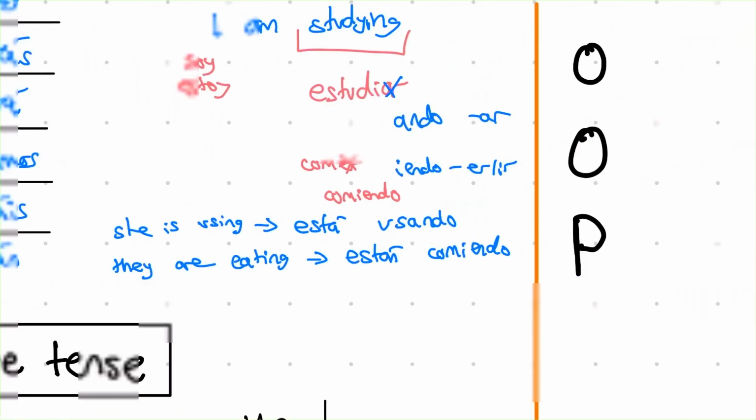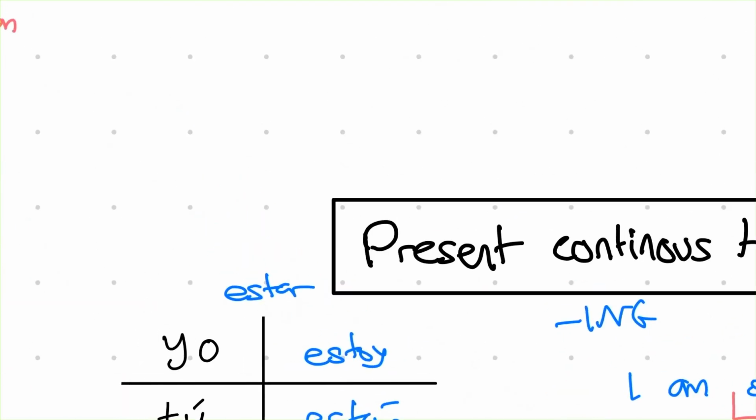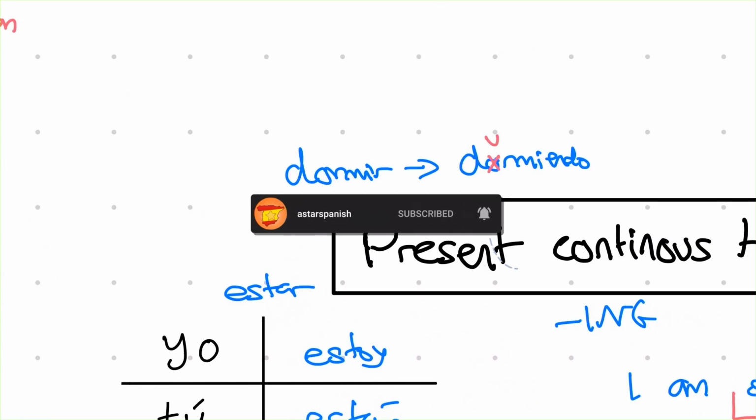So that's it. That's how easy the present continuous tense is. There are irregulars, but you can search them up yourself. One example of an irregular is for dormir, which is to sleep. We don't say dormiendo. We say durmiendo with a U. There's almost a stem changing there. That O changes to a U.